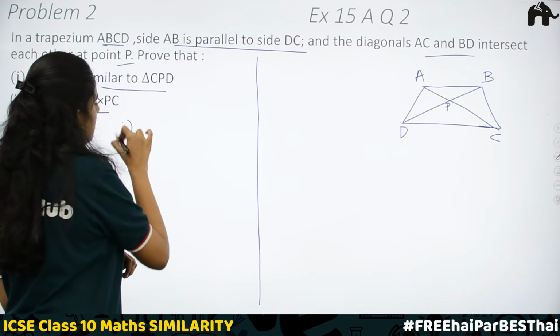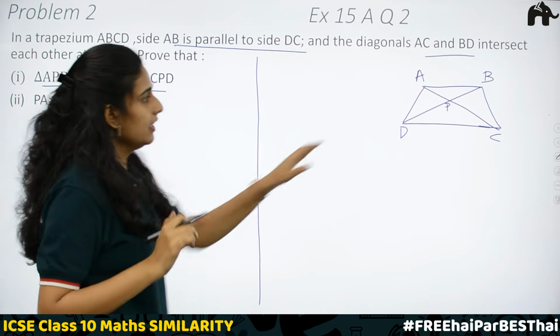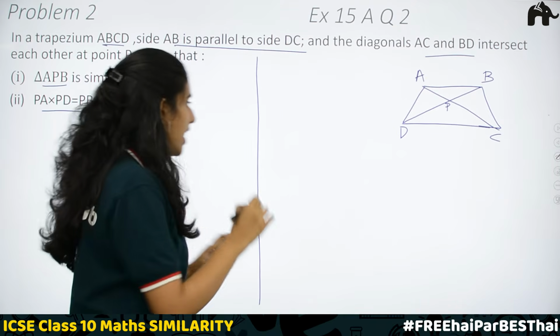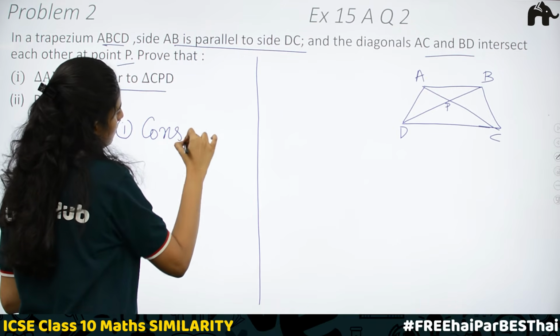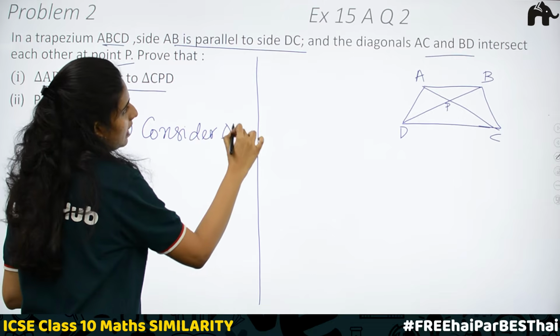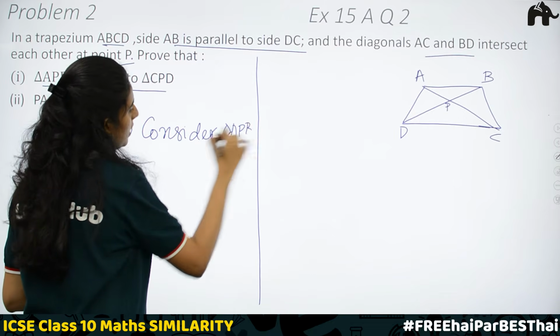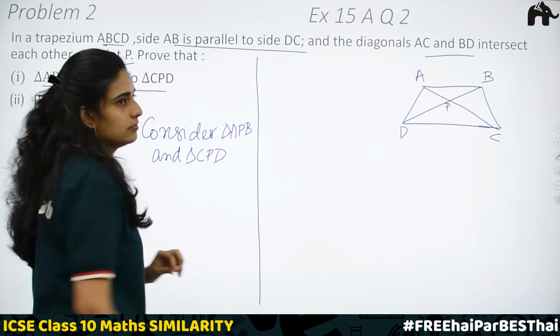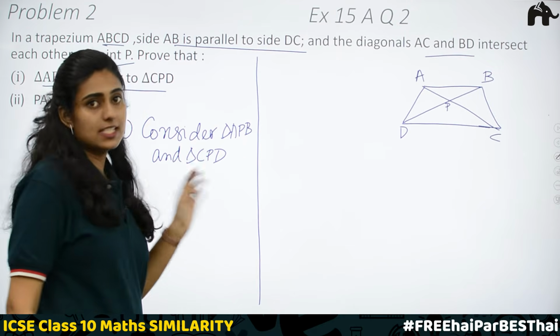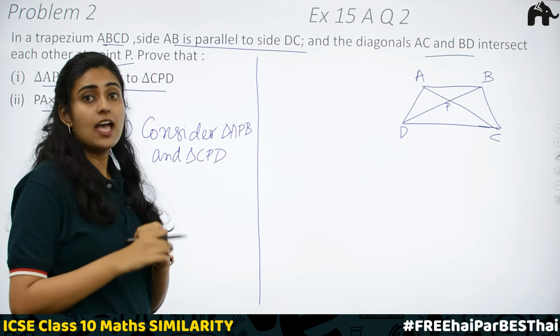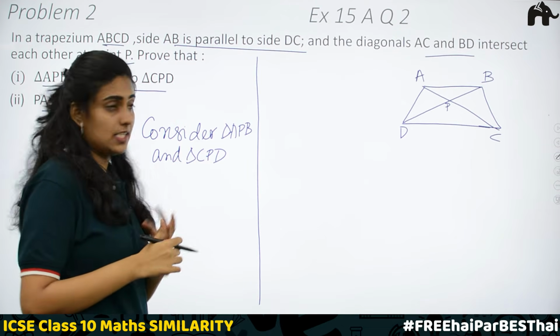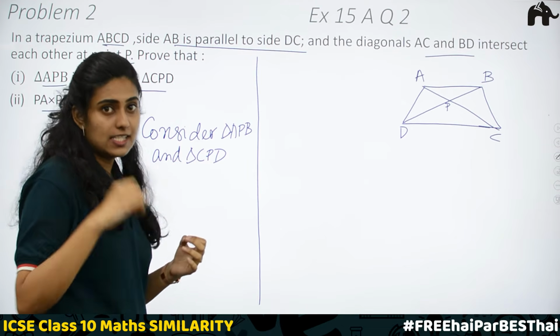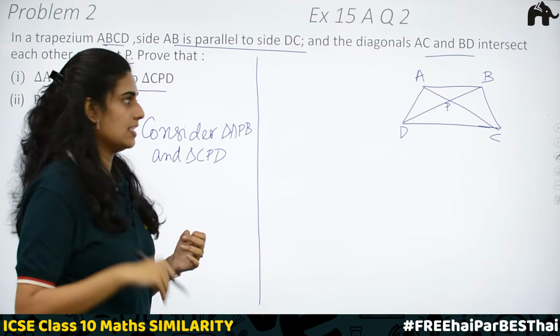The first question. Here, consider triangle APB and triangle CPD. To prove they are similar, they should obey one of the three properties, the three postulates we have studied: SAS, AA or SSS.